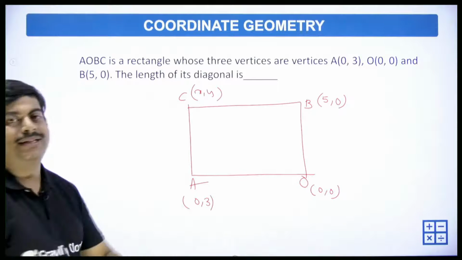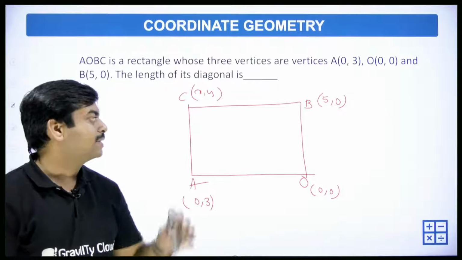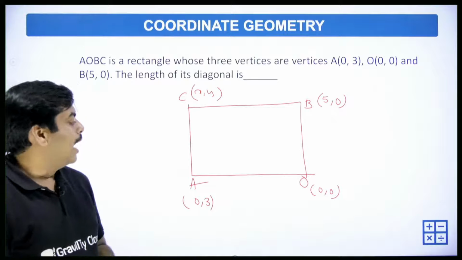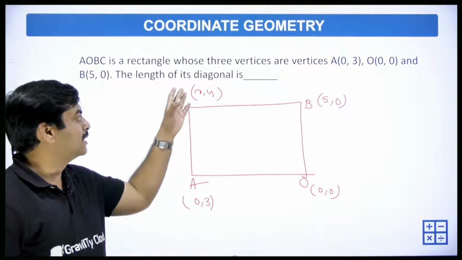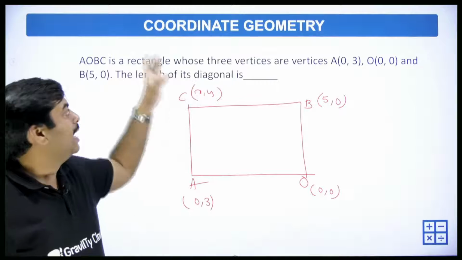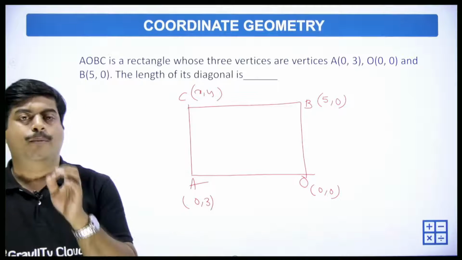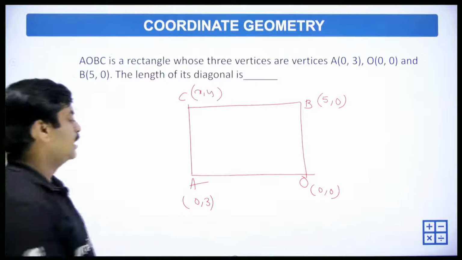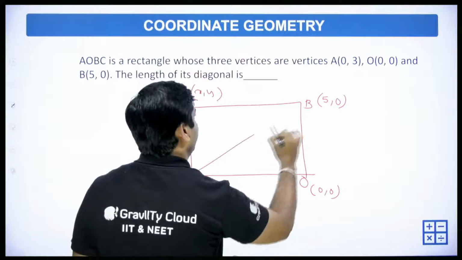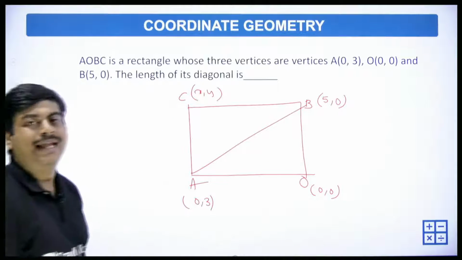Then the length of its diagonal. I don't think the other vertex is required for the length of the diagonal. In a rectangle, both the diagonals are equal in length. So just try to find the distance between A and B, and you will get the length of the diagonal.